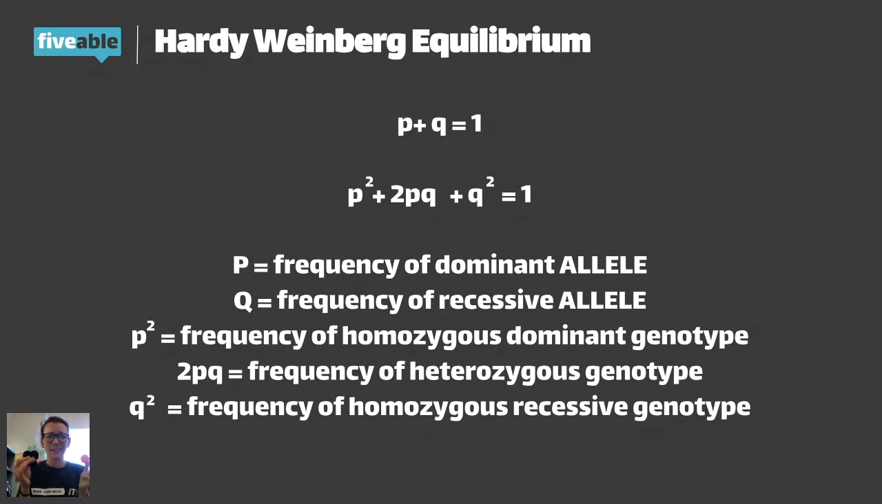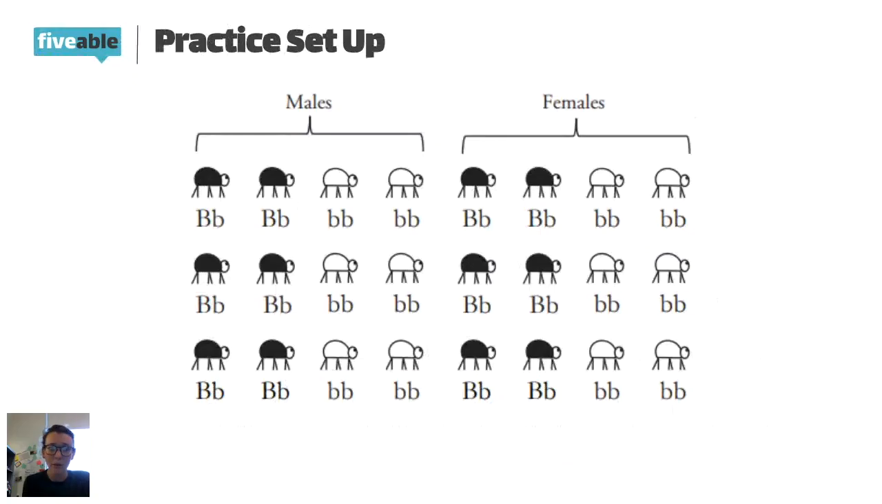Basically, it's a fancy way of saying if 75% of my alleles are dominant, then the other 25% are recessive, right? It's just making sure that all of our alleles or all of our genotypes are accounted for, okay? Equation 1 is really the only equation that you'll use. Equation 2 is more just there to define the frequency of the homozygous dominant, heterozygous, and homozygous recessive genotypes, okay?